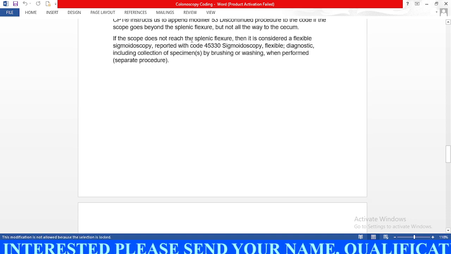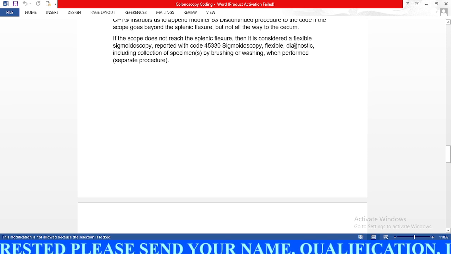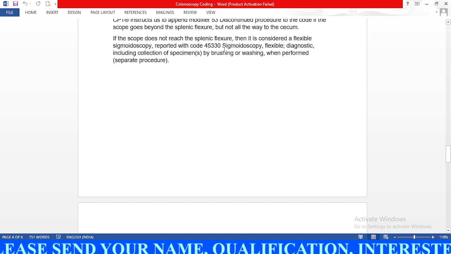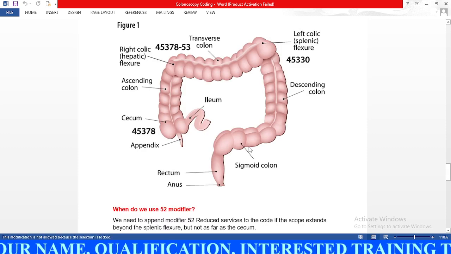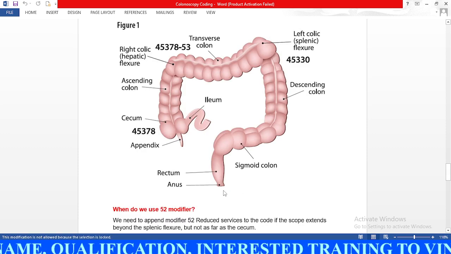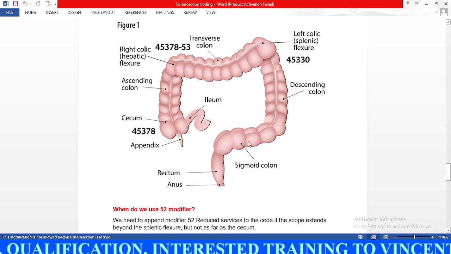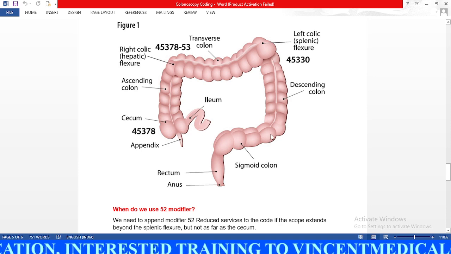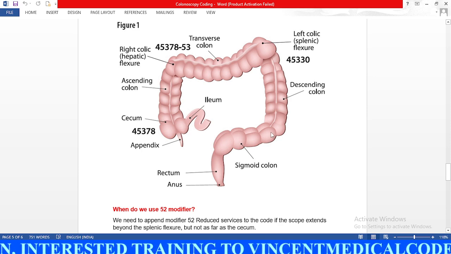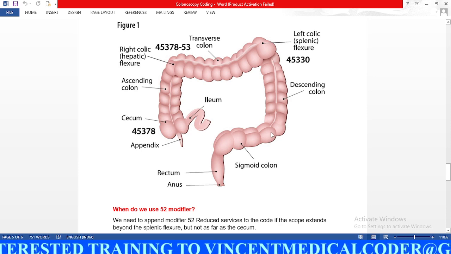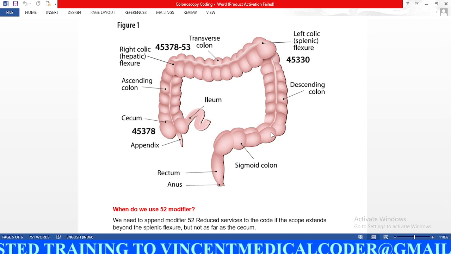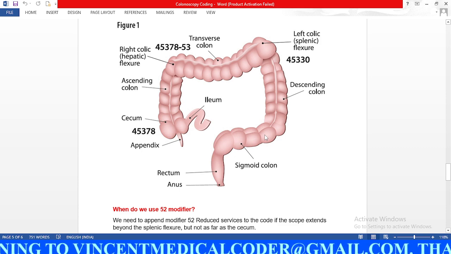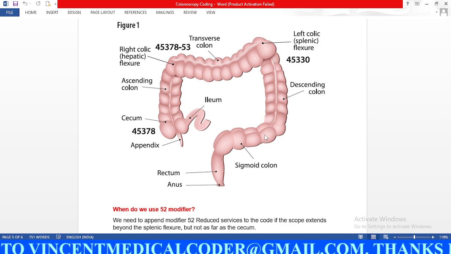If the scope does not reach the splenic flexure, then it is considered a flexible sigmoidoscopy reported with code 45330, sigmoidoscopy. So what happens here? The physician will insert the scope from the anus and it will not reach the splenic flexure. It will reach up to the sigmoid colon or sometimes the descending colon. In this situation, we will code only 45330. We will not consider it as a complete colonoscopy.